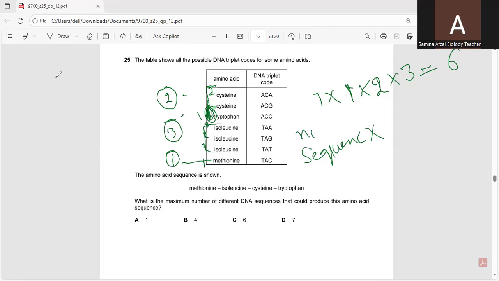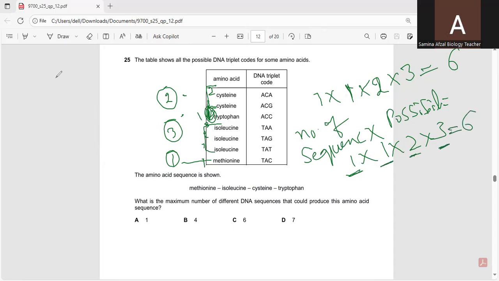So it will be 1 into 1 into 2 into 3. 1 time tryptophan, 1 time methionine, 2 times cysteine, and 3 times isoleucine. So it will be equal to 6. So we will go with C. We are not going to add them. They will be multiplied.